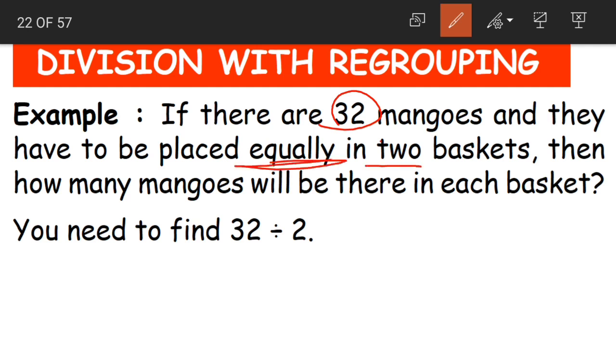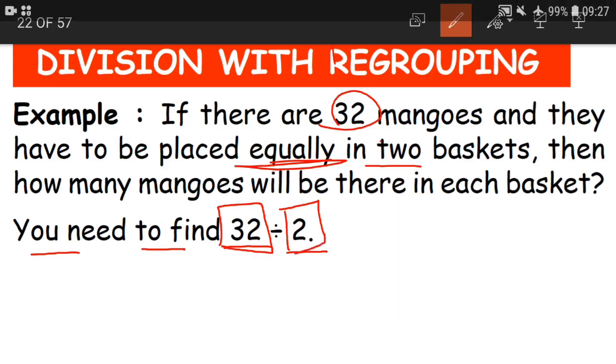So what should we do? We need to find 32 divided by 2, the total number of mangoes divided by the number of baskets. 32 divided by 2. Yes, children. The dividend is written inside and the divisor is written outside.